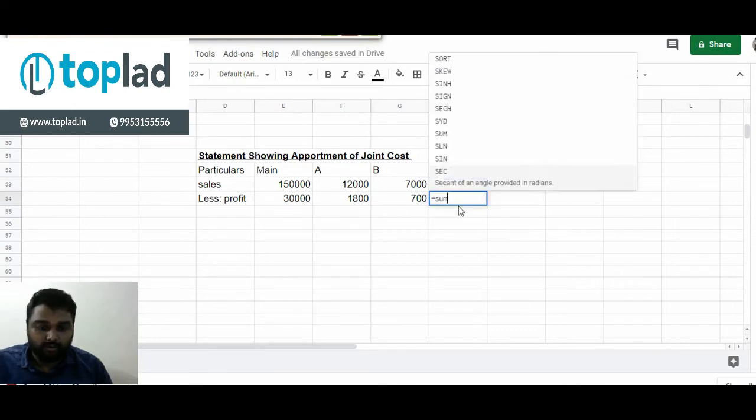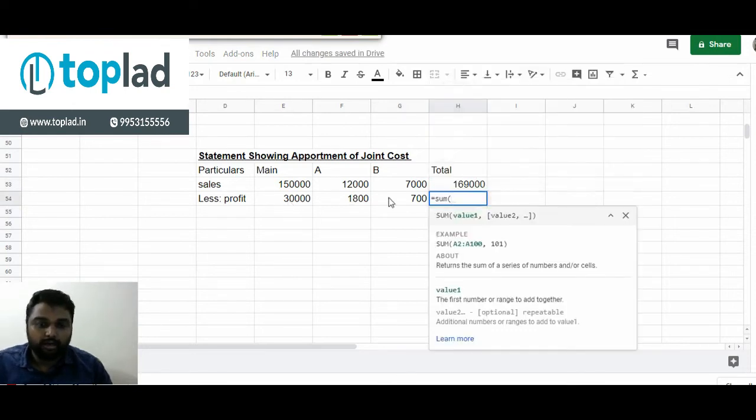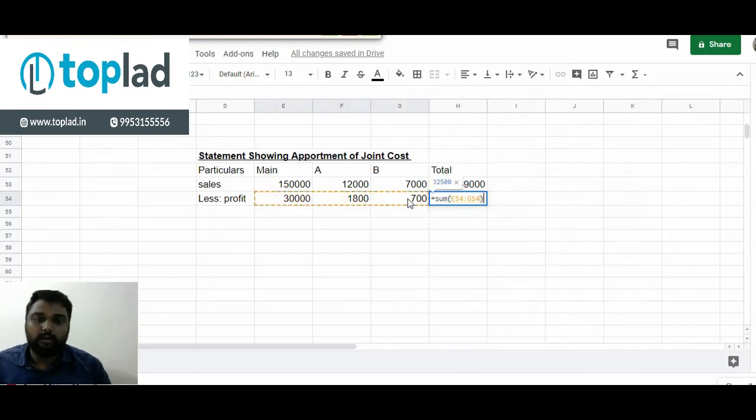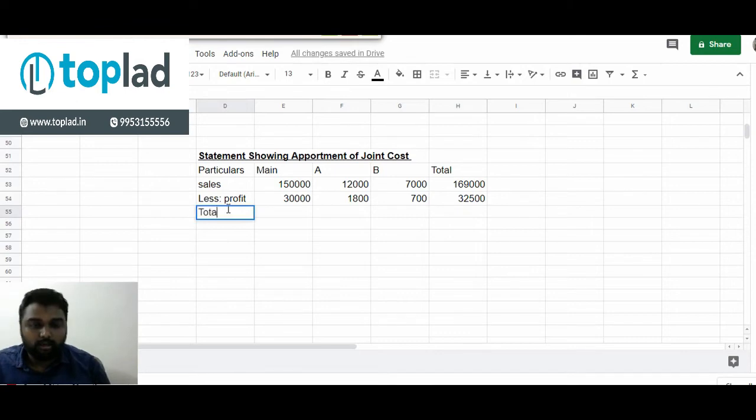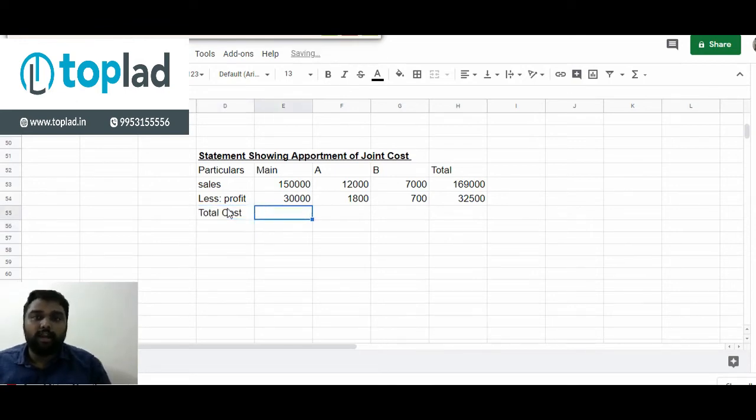What is our total profit? This is our total profit. Now we can get our total cost. What will be the total cost? Total cost will be total sales minus profit. We can take the total. So we got our total cost also.